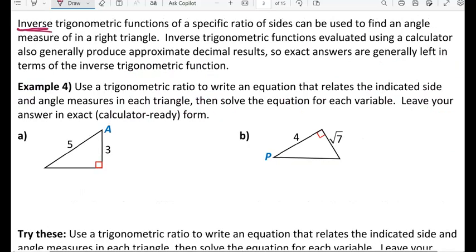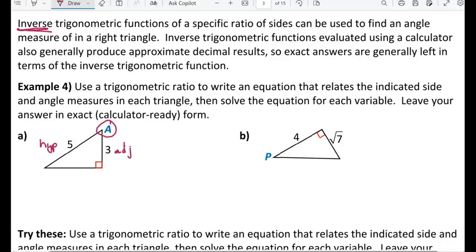When we use what's called an inverse trigonometric function, that's going to be used to find an angle measure in that right triangle. Inverse trig functions can be evaluated using a calculator, and again, they produce an approximate decimal result or a rounded result. So we're going to prefer our exact answers in terms of the inverse trig function. So we're going to use a trig ratio to write an equation that relates the indicated side and angle measure in each triangle. Here's our indicated angle, and 3 is our adjacent leg, and 5 is the hypotenuse.